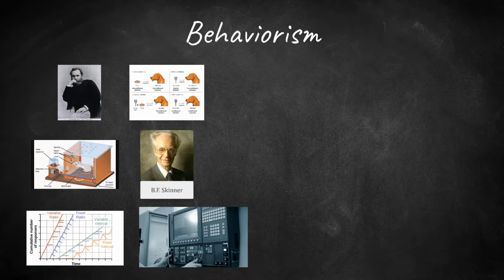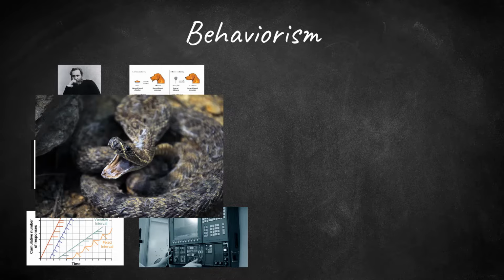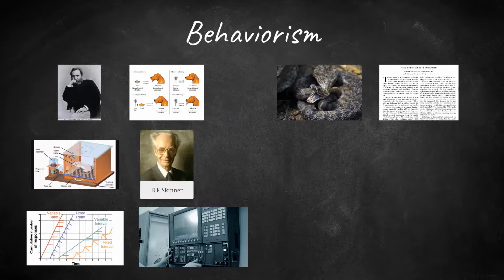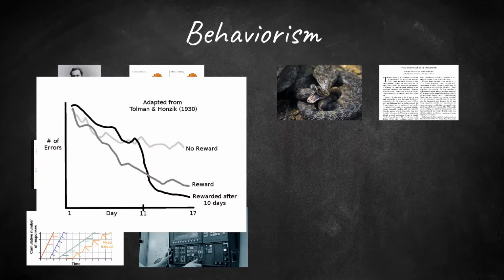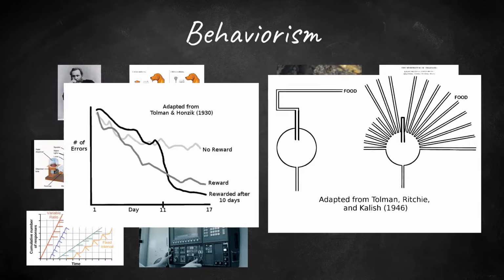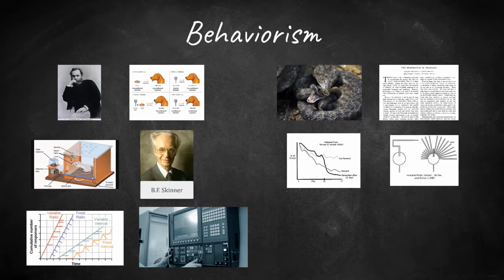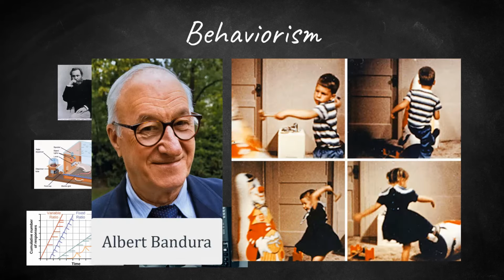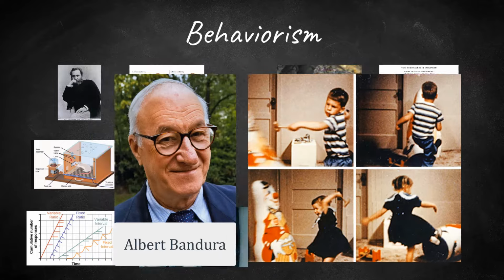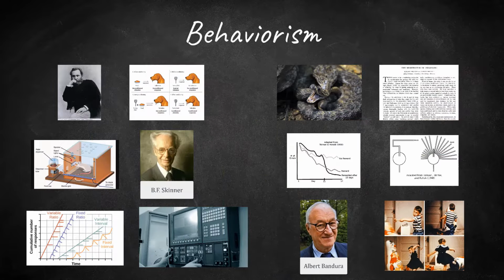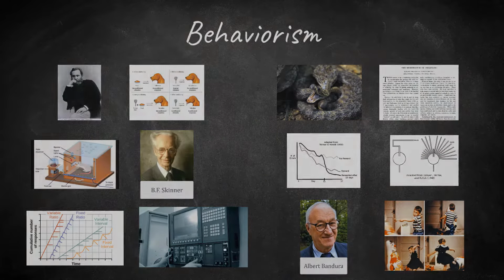gradually revealed the importance of biological predispositions and constraints on learning, the importance of cognitive components in latent learning and in the formation of cognitive maps, as well as social components of observational learning and the influence of vicarious reinforcement on behavior. And these would play an important role in the cognitive revolution that followed.